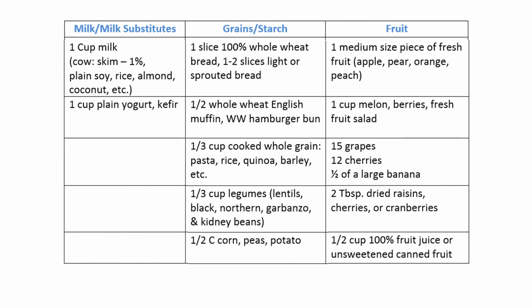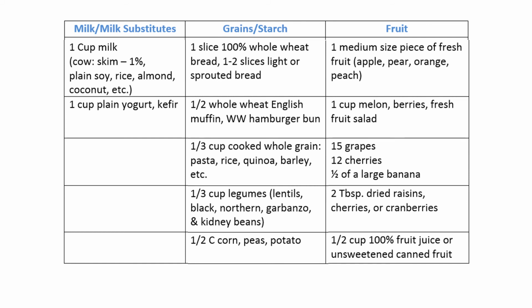It's about 1 cup of fresh melon, berries, fresh fruit salad, that type of thing. Now, some fruits do have a lot more sugar than others, so that's why we're specifying about 15 grapes. Now, some grapes are ginormous. You might even count those about 11 for 15 grams of carbohydrate. But a typical size grape is much smaller than those hybrids. And then 12 cherries, about half of a large banana.